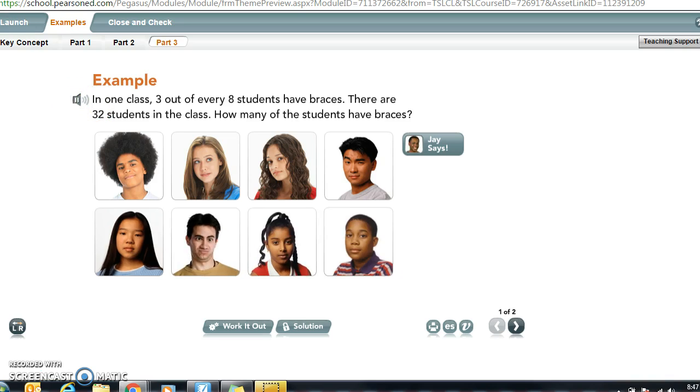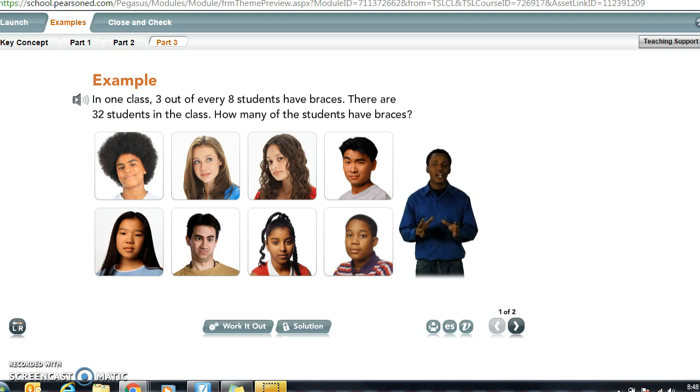In one class, 3 of every 8 students have braces. There are 32 students in the class. How many of the students have braces? You can use the ratio to find information about the entire class. You can use information about the class to make a prediction about the entire school.